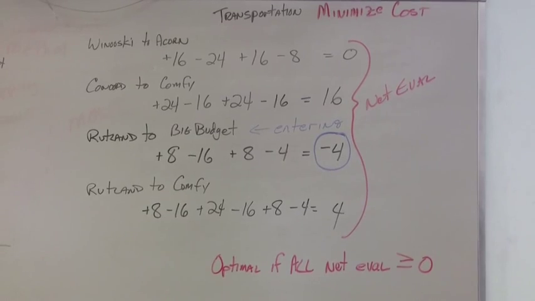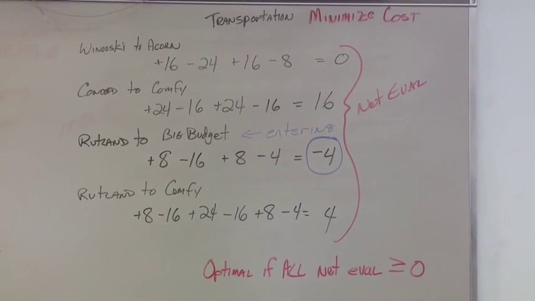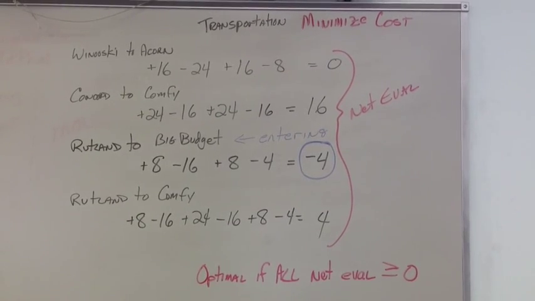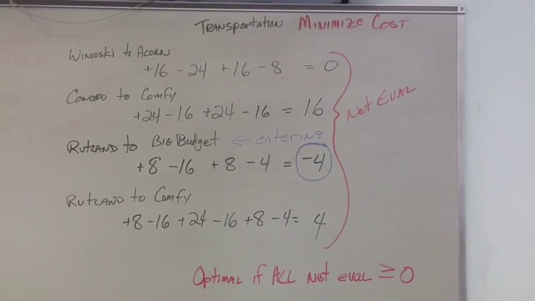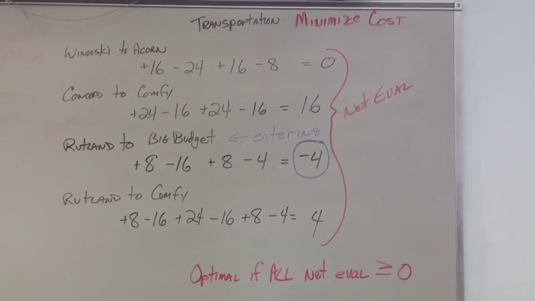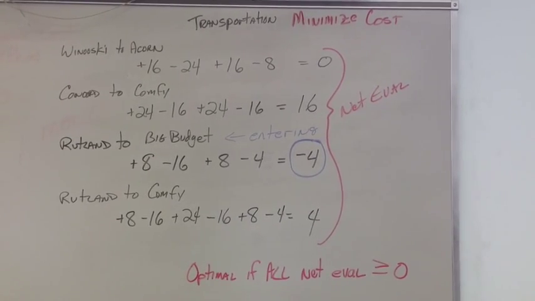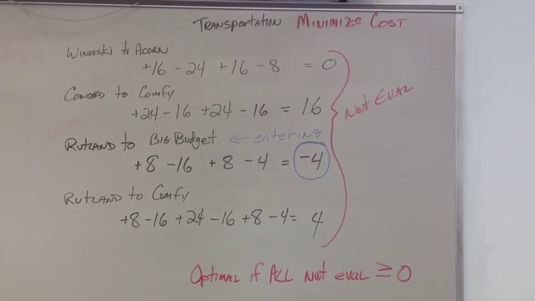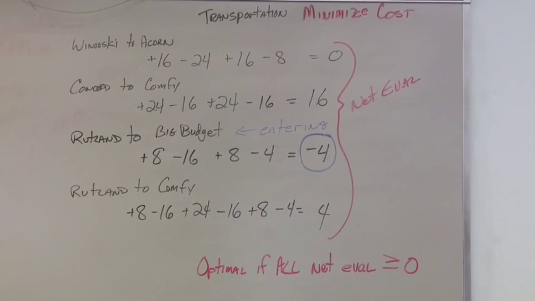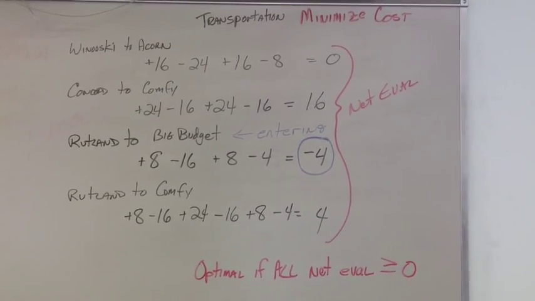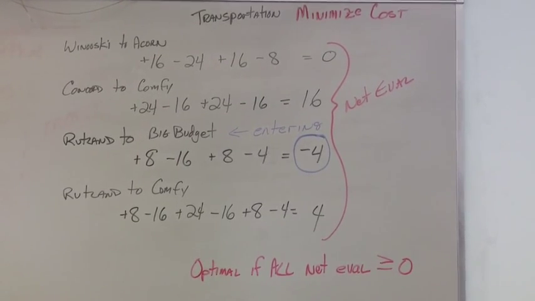Okay, here are our 4 blank cells and their value. Again, we added all the transportation cost as we stepped around the boxes. You notice Rutland to Big Budget is negative 4. We know that the transportation problem is a minimum cost, and these sums represent our net evaluation row, or think of them as the net evaluation row.